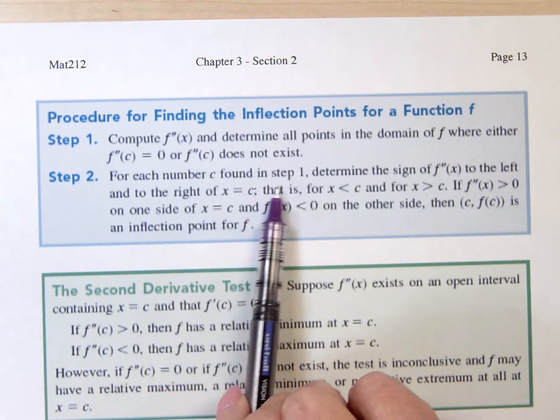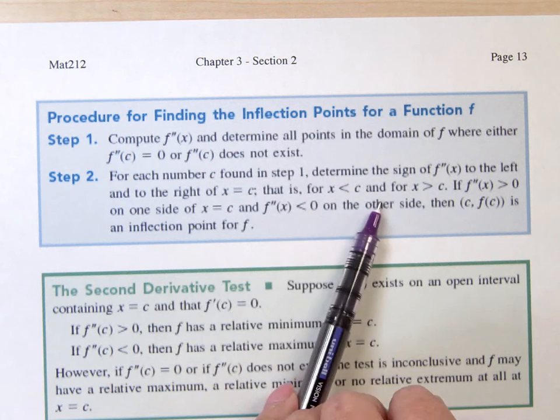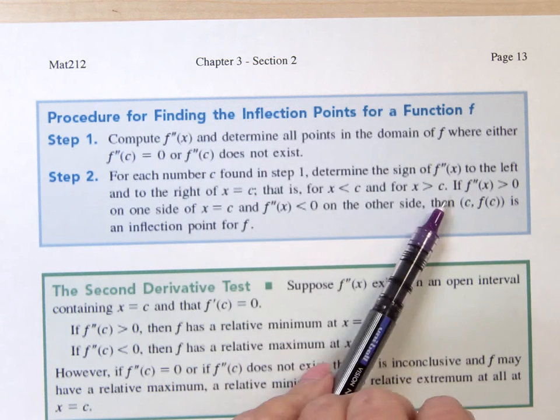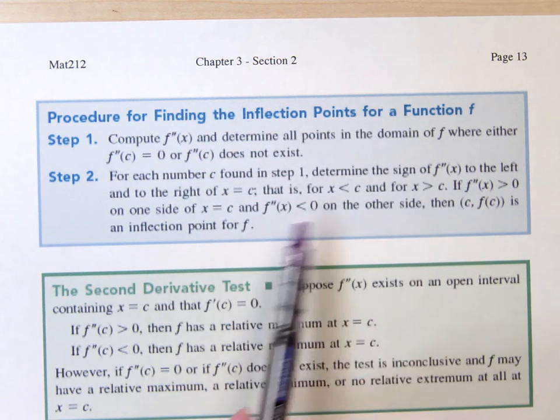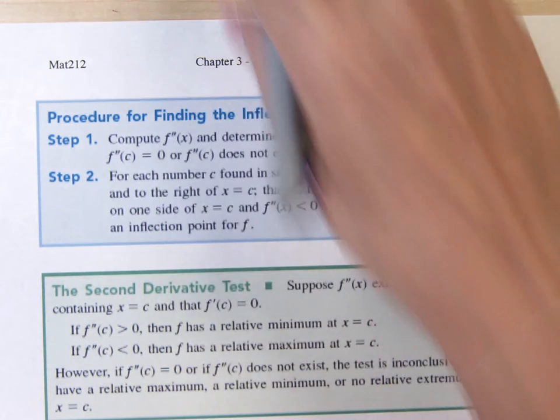For each number found in step 1, determine the sign of f double prime to the left and the right. So we pull a test point, check it out. If f double prime is positive, concave up. F double prime is negative, concave down. F double prime is 0, potential inflection point. Doesn't mean it is 1, but it is a potential inflection point.